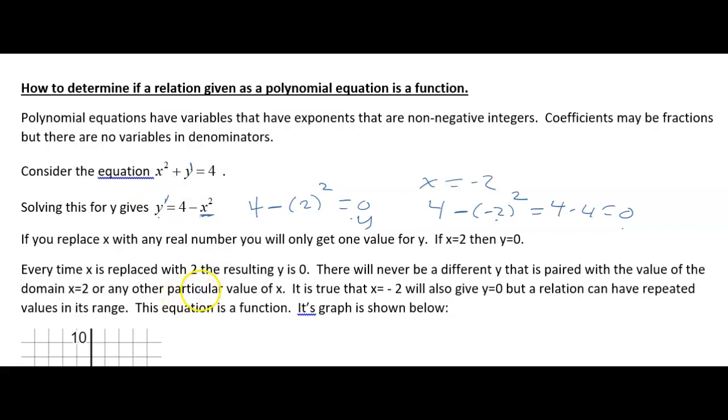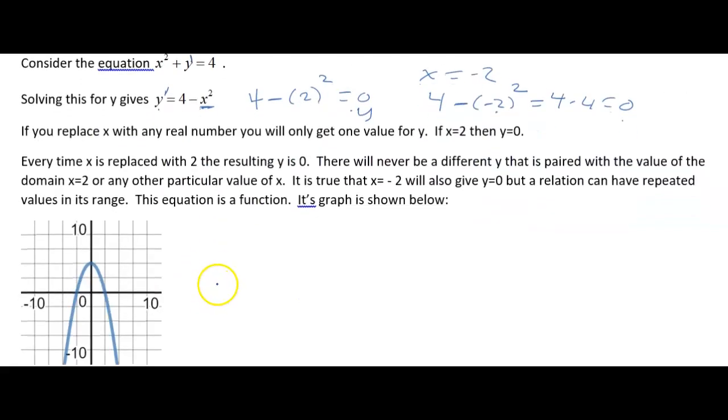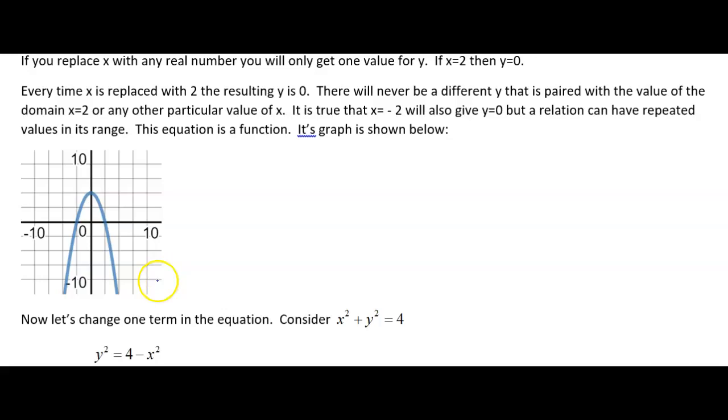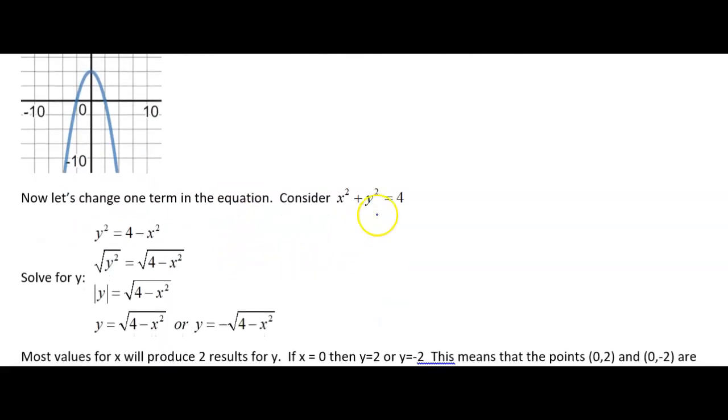So here is the graph of that function. You can see it passes the vertical line test. Now let's change one thing. I changed the y to y squared. Now I have a circle of radius 2. If you studied circles before, you might remember that. But if you don't, let's look at how the algebra works.